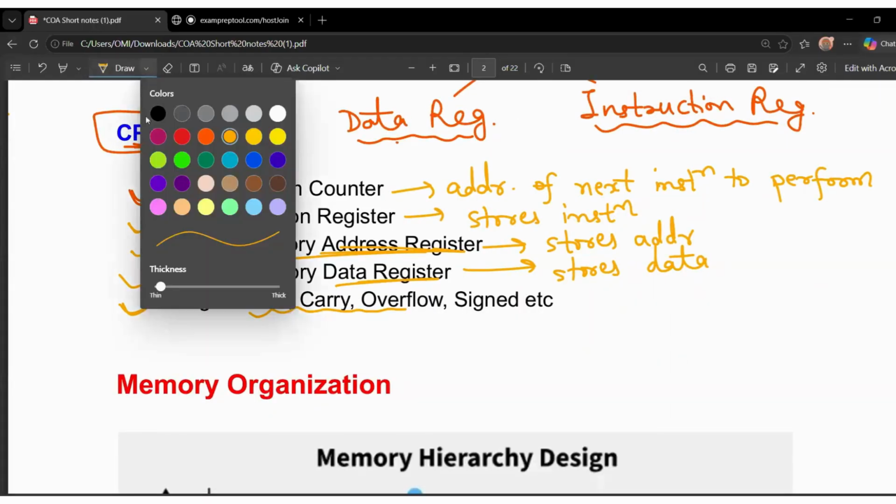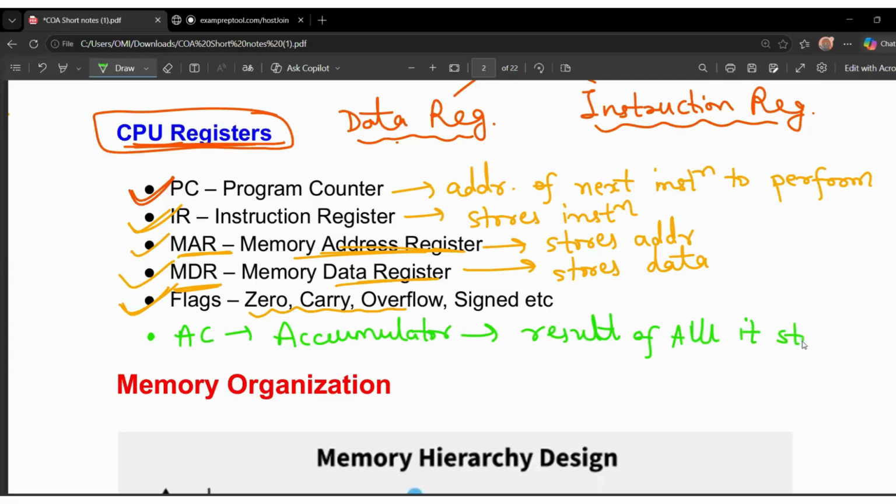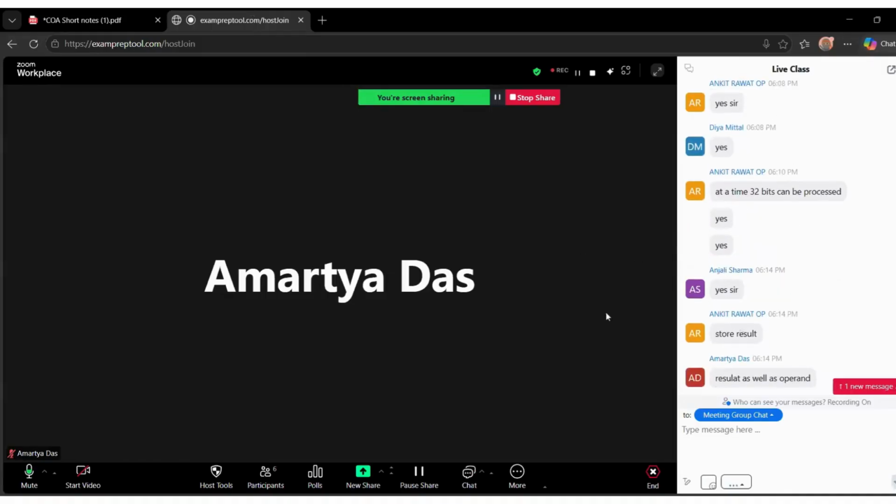And also we have seen the accumulator. So what does the accumulator store? The accumulator stores the result of the ALU, right? Whatever is the result of the ALU, the accumulator stores. Yes, it stores the result.